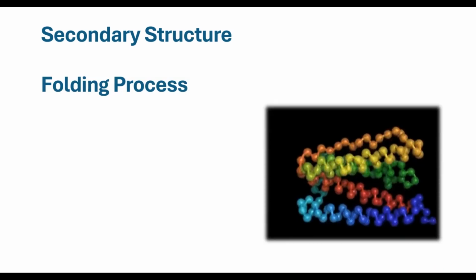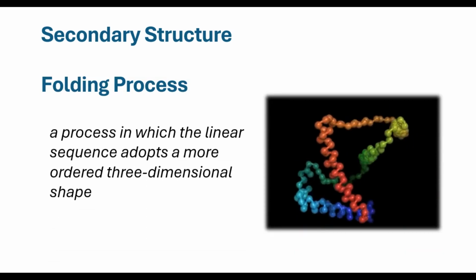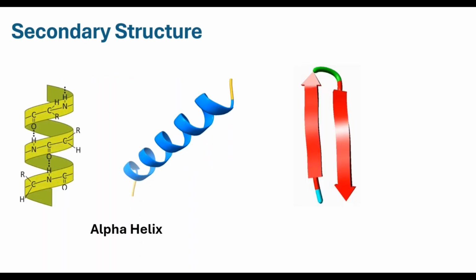Once the primary structure is formed, the protein undergoes folding, a process in which the linear sequence adopts a more ordered three-dimensional shape. The two most common secondary structures are alpha helixes and beta sheets.